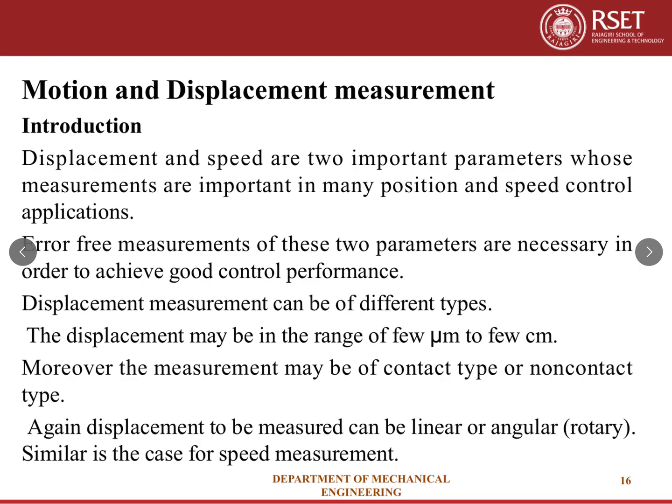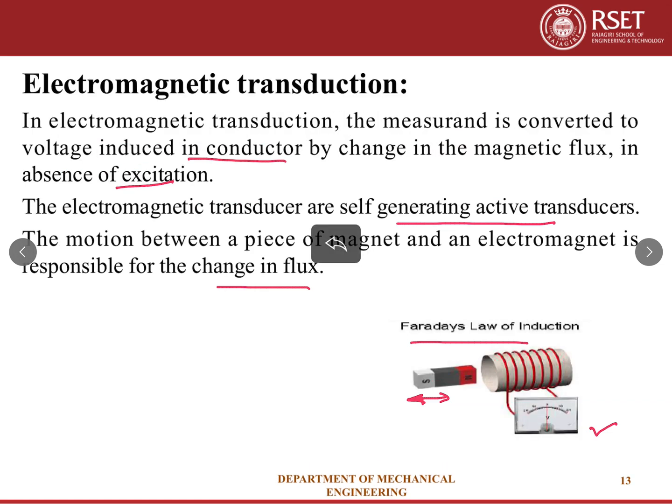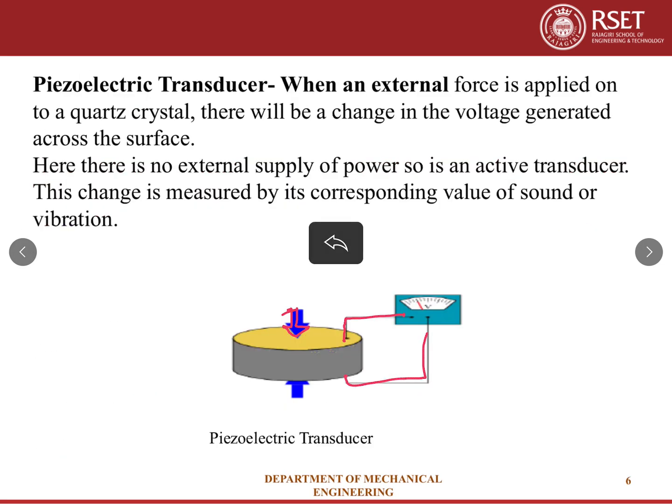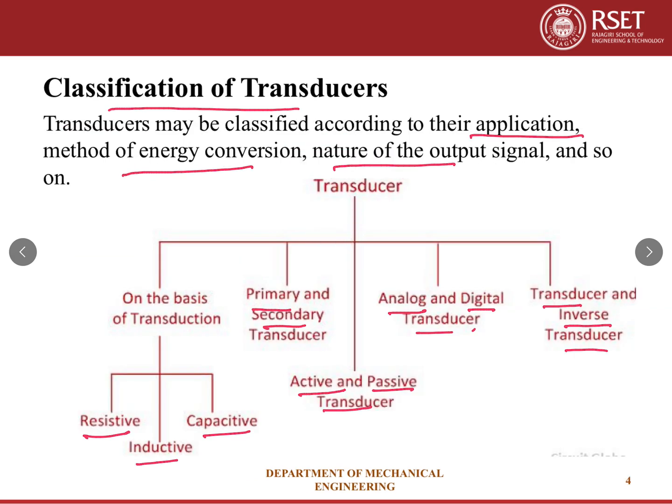We found that we have different classifications. That is, based on the principle of transduction: resistive, inductive, capacitive. Then we have primary and secondary transducers, analog and digital transducers, active and passive transducers, and transducer and inverse transducer.